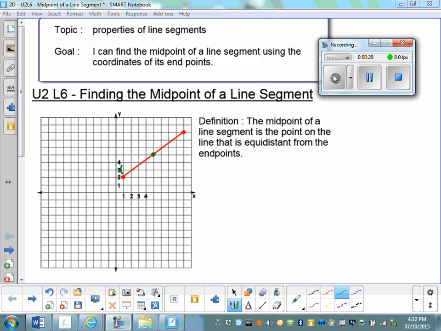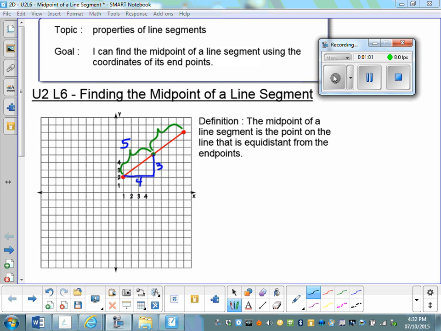So that distance is the same as that distance there. And if you think about it, we kind of have two right-angled triangles here. I've got a right-angled triangle here, and this distance is 4, this distance is 3, and if I use Pythagorean theorem, I'd find that that distance there on the hypotenuse is 5.